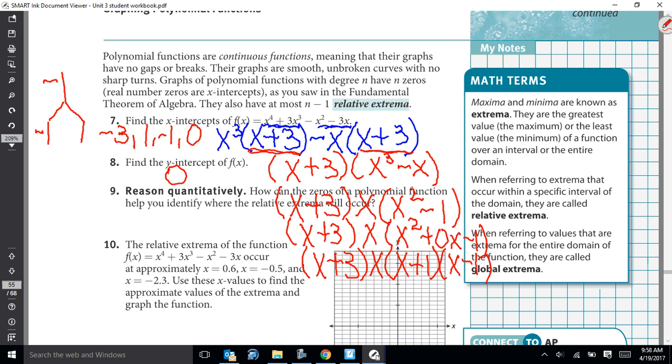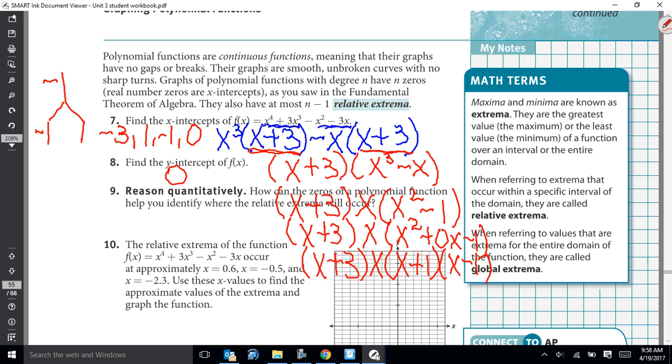So we know that halfway in between -3 and -1, I'm going to have either a max or min. Halfway between -1 and 0, there's going to be a max or min. And halfway between 1 and 0, I'm going to have a max or min. Exactly what it is, I don't know off the top of my head, but I know that I'll have one in between them.